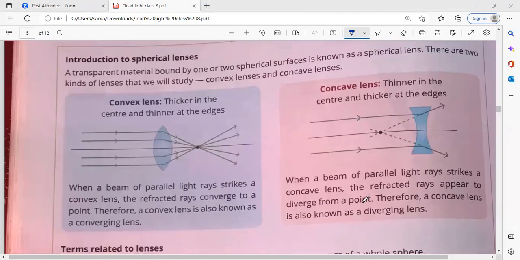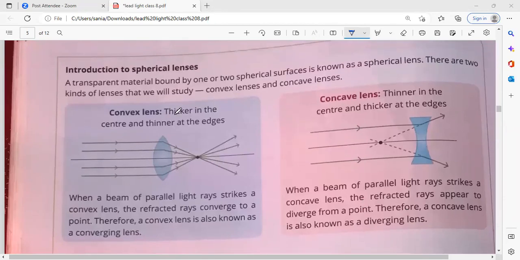Clear? So for one marker also it's important. You will write first hashtag spherical lenses. Then you will write till here. And after that, types of spherical lenses, convex and concave. You will draw the diagram as well. Okay.